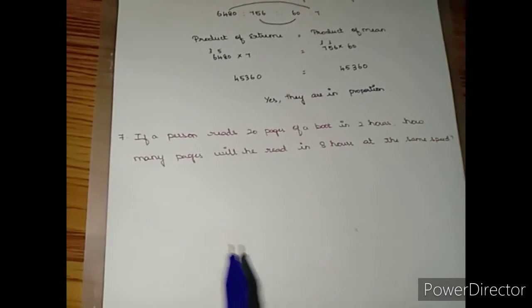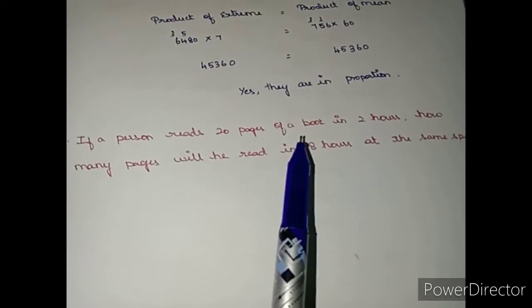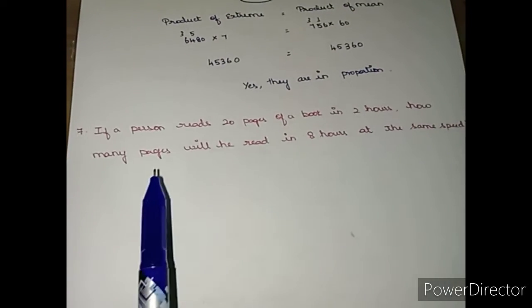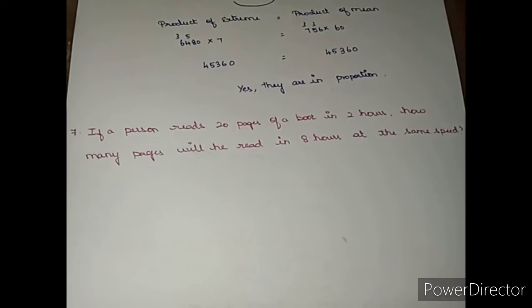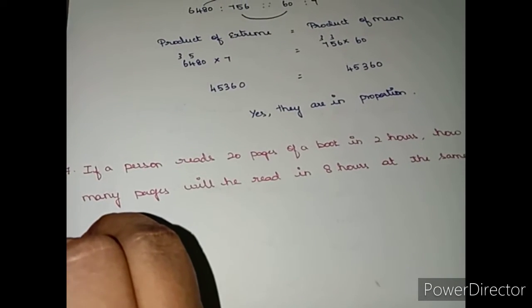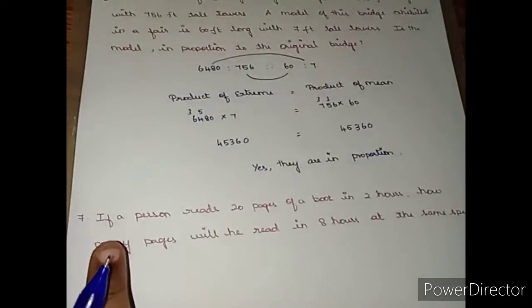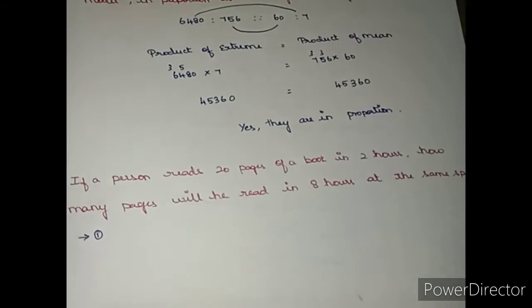Yes students, the next question. If a person reads 20 pages of a book in 2 hours, how many pages will he read in 8 hours at the same speed? So this sum we are going to do in 2 methods. One is a long method and one is a short method. Let me start with the long method first. Method 1. So the person takes 2 hours to complete 20 pages.